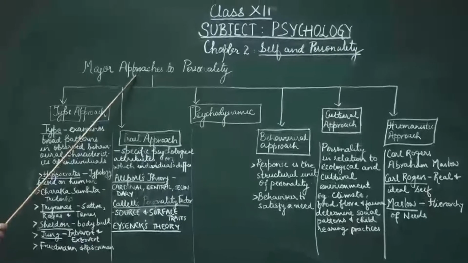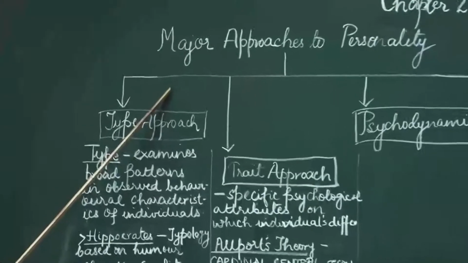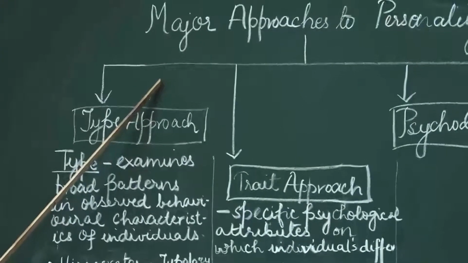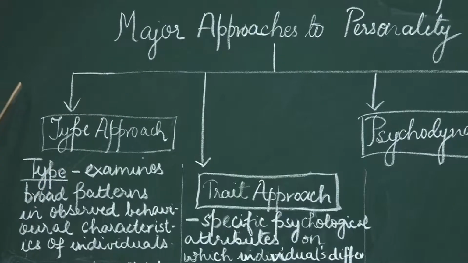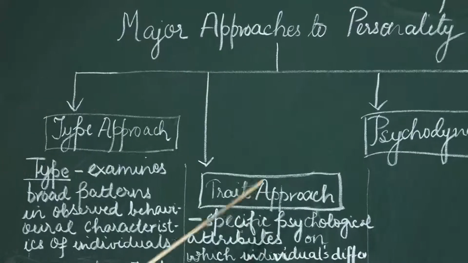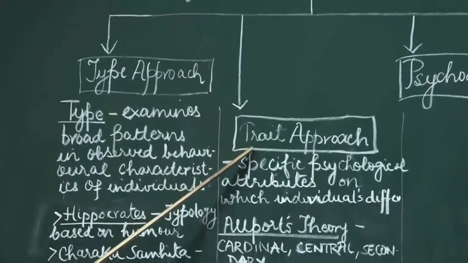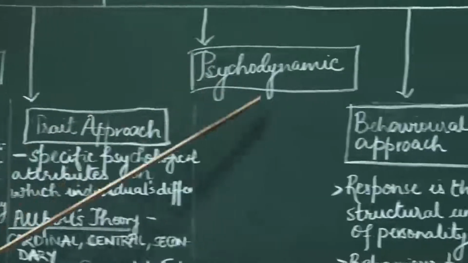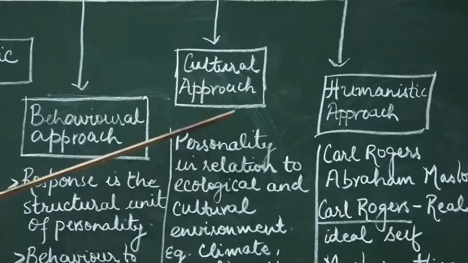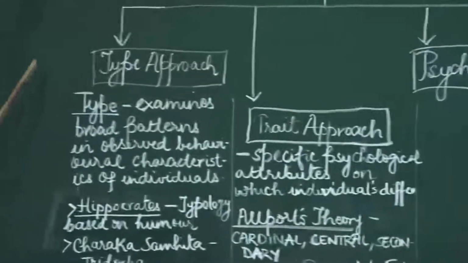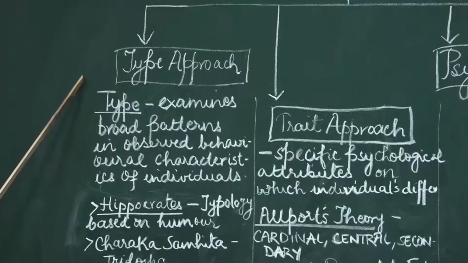Major approaches to personality. There have been many theories and approaches which have tried to explain why people differ from each other, and these can be classified under various approaches. You have the type approach, then the trait approach, psychodynamic approach, behavioral approach, cultural approach, and humanistic approach. Let us begin with these approaches one by one in order to understand them better.